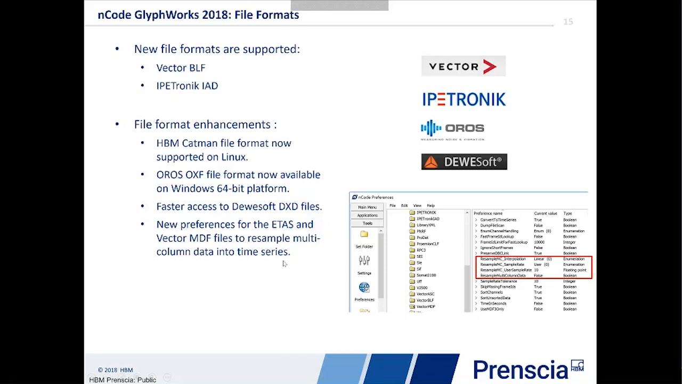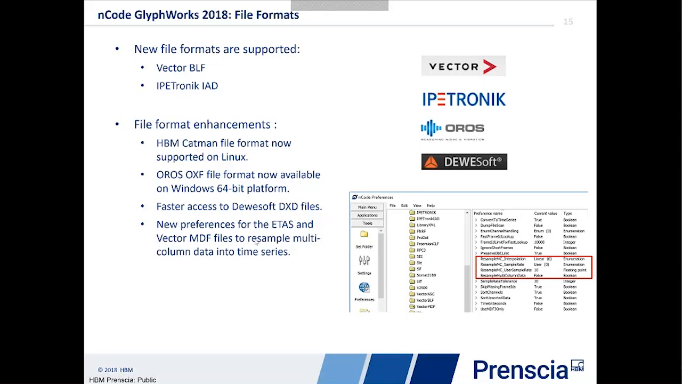Now coming back to CAN data, the Vector MDF file and the ETAS MDF file formats have been enhanced. Now we can do an automatic resampling to time series. Typically CAN data is time stamped, so in Glyphworks it doesn't appear as time series, it appears as multi-column. The difference being that time series are only for iso-sampled data, constant sample rate if you prefer, and multi-column is generic data with maybe a column containing the timestamps.